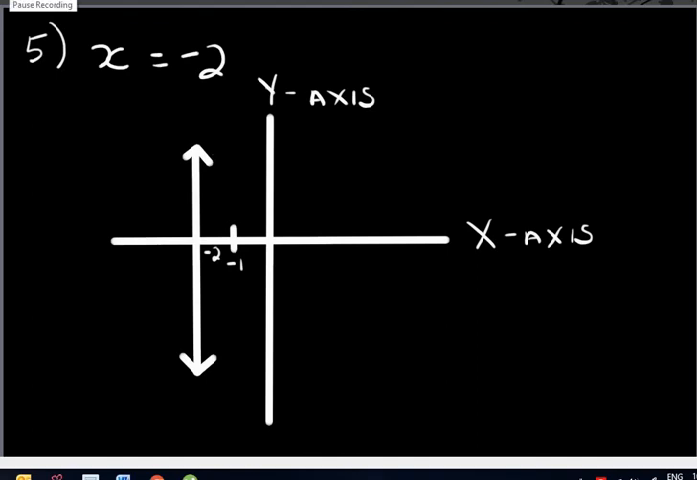Our fifth and final graph is x is equal to -2. Again, we plot it where x is equal to -2, and that's your graph. Don't forget to label your graph and say that x is equal to -2.